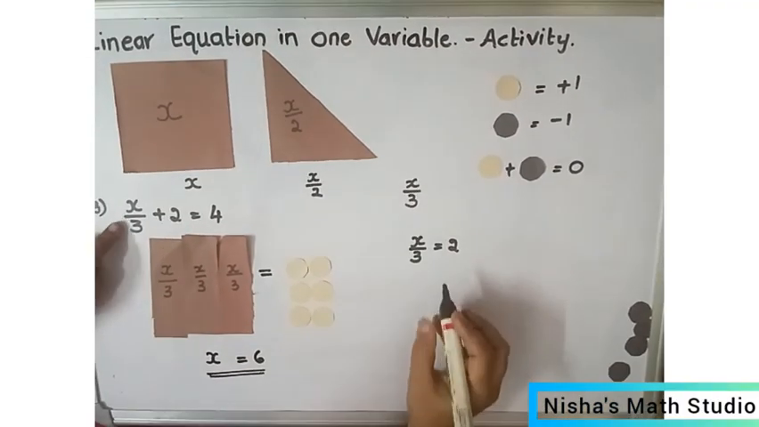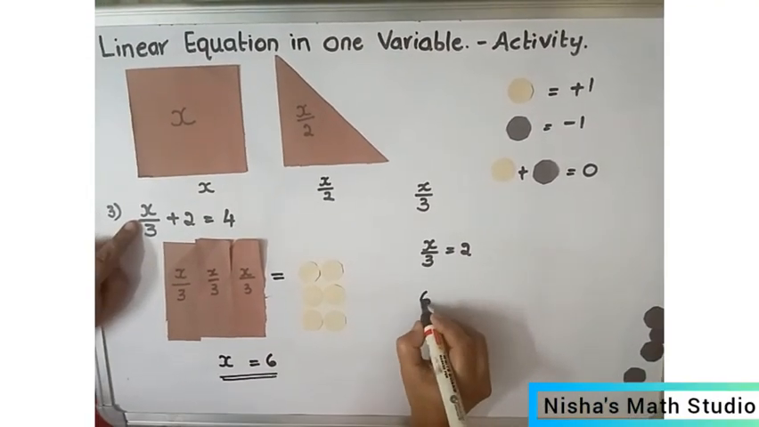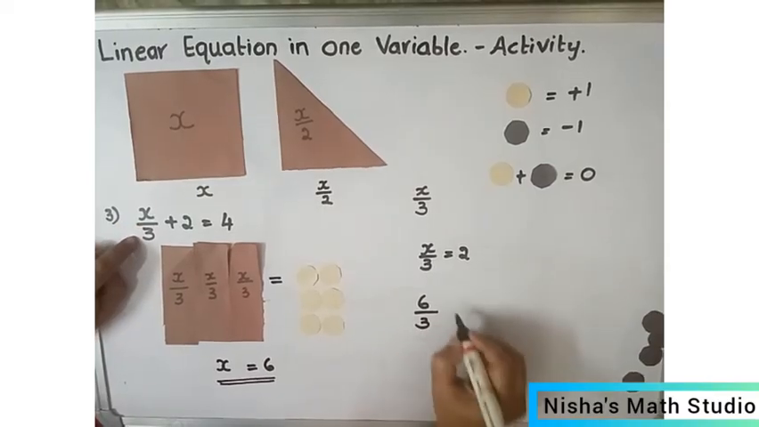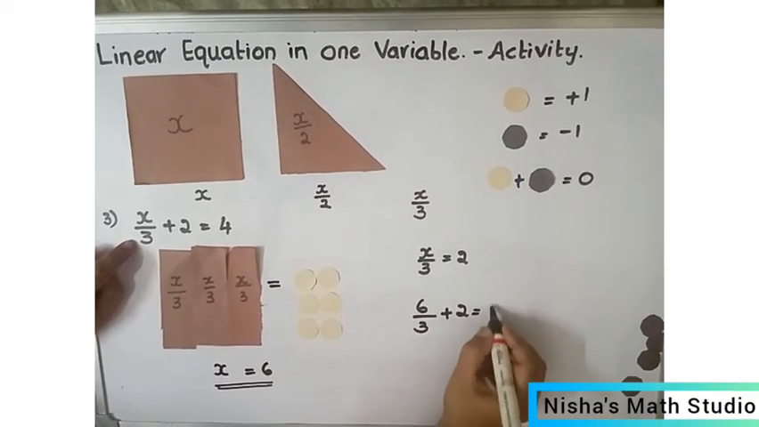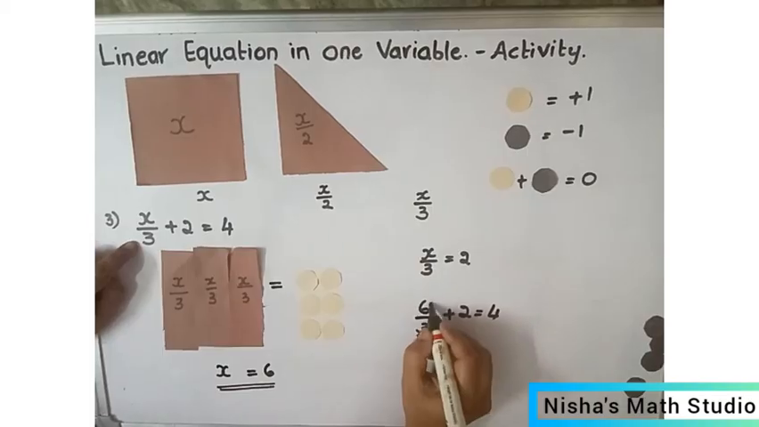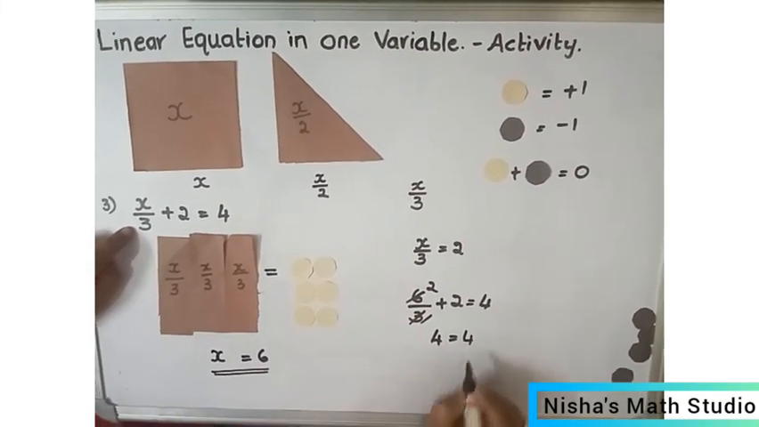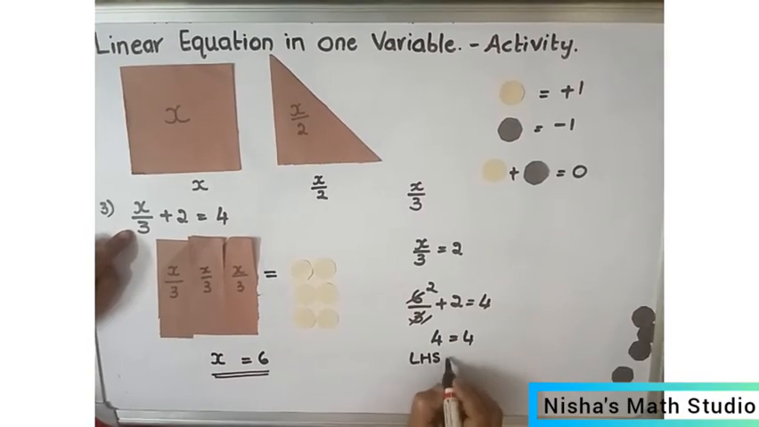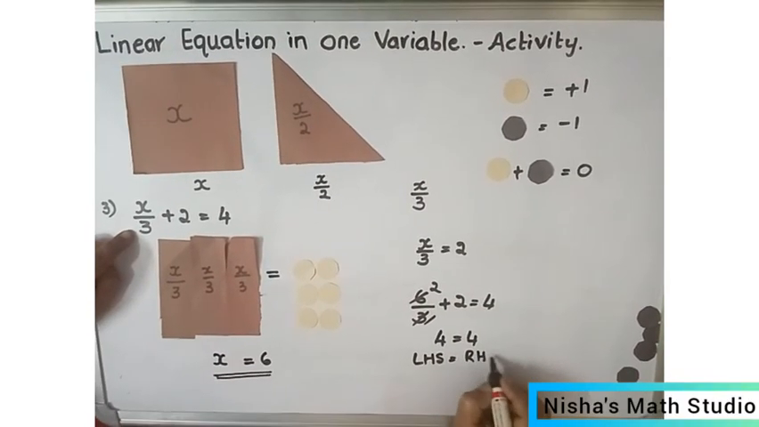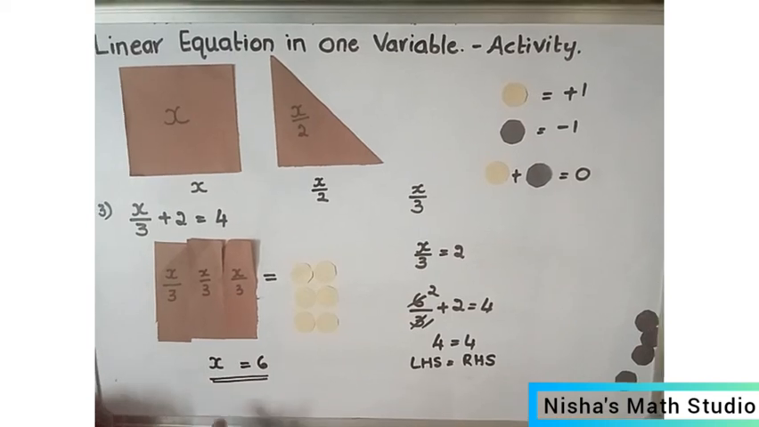To verify this, in the place of x I will put 6 by 3 plus 2 is equal to 4. 3 ones are 3, 3 twos are 6, 2 plus 2 will give you 4, equal to 4. So left hand side is equal to right hand side. So our solution is correct.